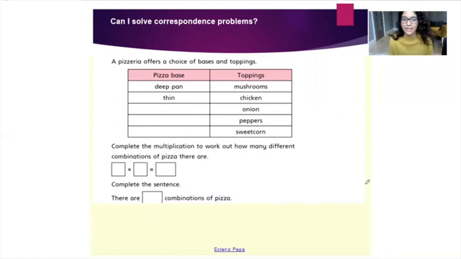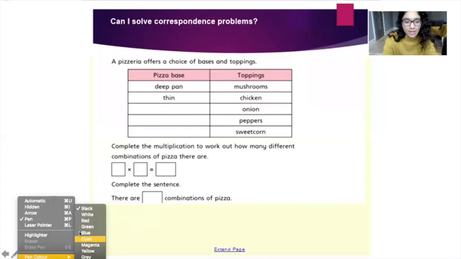Let's try this one together. A pizzeria offers a choice of bases and toppings. The pizza bases that we have are deep pan and thin, and the toppings we have are mushrooms, chicken, onion, peppers, and sweet corn. So we have to complete the multiplication to work out how many different combinations of pizza there are.